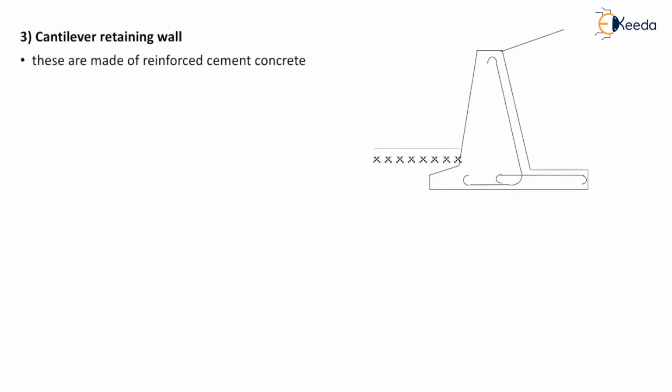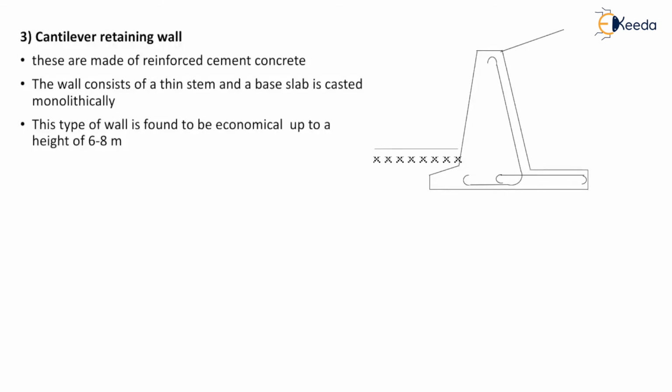The third type of retaining wall is cantilever retaining wall. These walls are made of reinforced cement concrete. The wall consists of a thin stem and the base slab is cast monolithically. This type of wall is found to be economical up to a height of 6 to 8 meters.